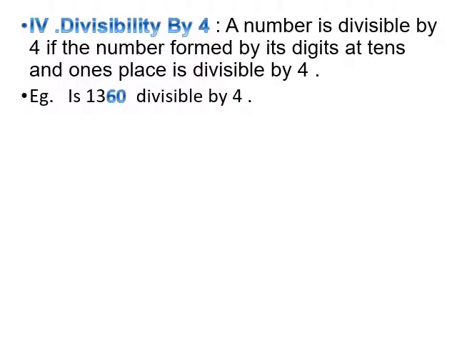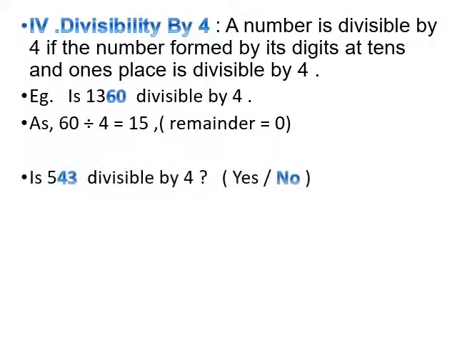Now here is the number 1360. I underlined, in blue color, the ones place and tens place digits, so it comes as 60. Now you have to see whether 60 is divisible by 4 or not. If you divide 60 by 4, the answer comes 15 because the remainder is 0. Means 60 is divisible by 4, and therefore you can write 1360 is divisible by 4.